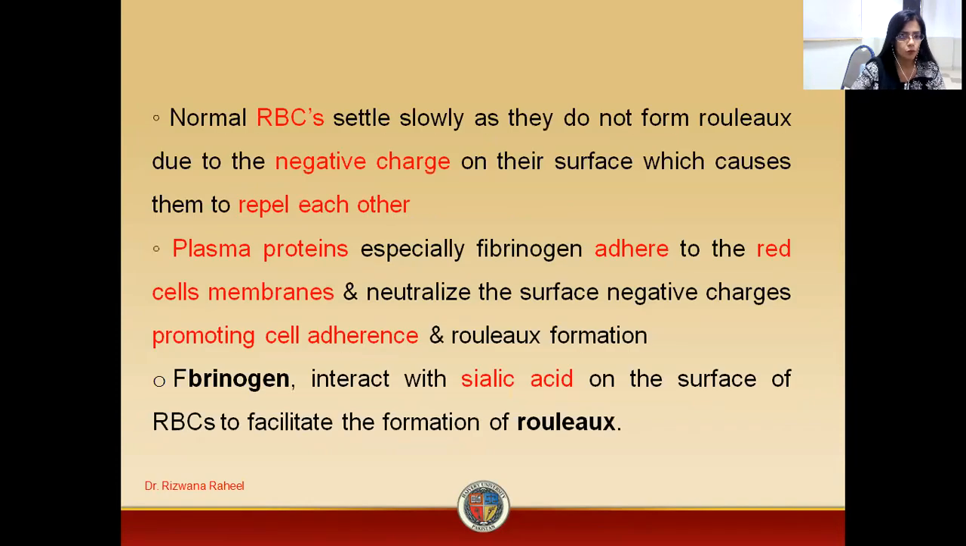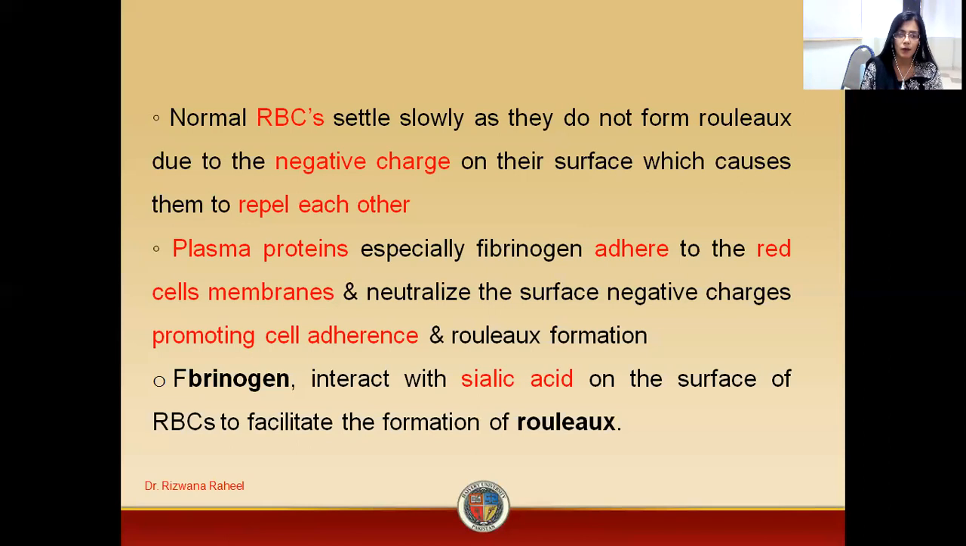Now, what is the mechanism of ESR? How do the blood RBCs undergo rouleaux formation? We have already discussed that our RBCs are well defined, well structured, and these RBCs contain a group that is sialic acid, which is a negatively charged group. So in whole, we can say that normal RBCs don't form rouleaux due to the negative charge on their surface, which causes these RBCs to repel one another.